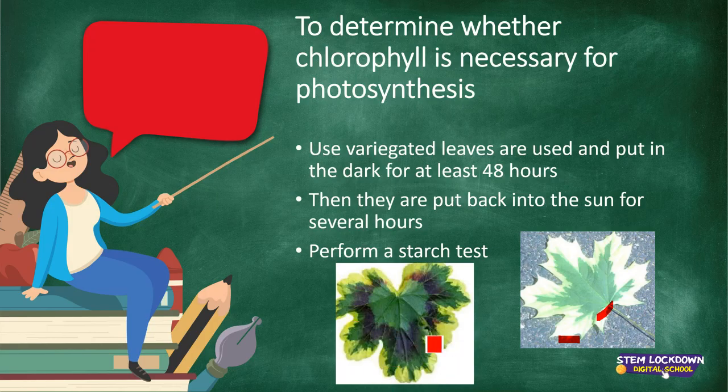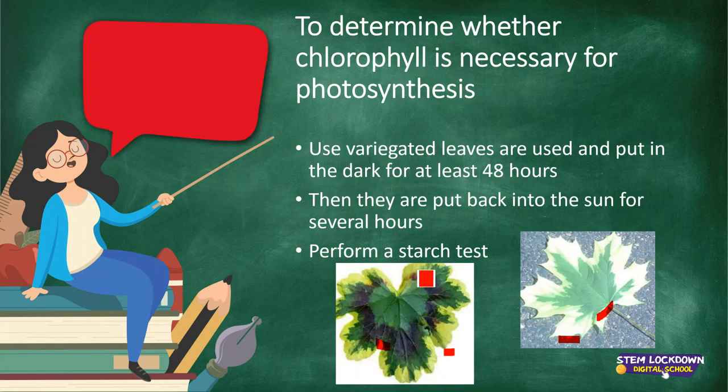Okay. So our result, as we would have assumed, is that the green parts of the leaf have the blue-black color, that indicates that starch is present and that indeed photosynthesis has taken place. But the part of the leaf which was not green hasn't changed color to blue-black, as you can see in this picture below. So we can see that after performing our starch test, right?